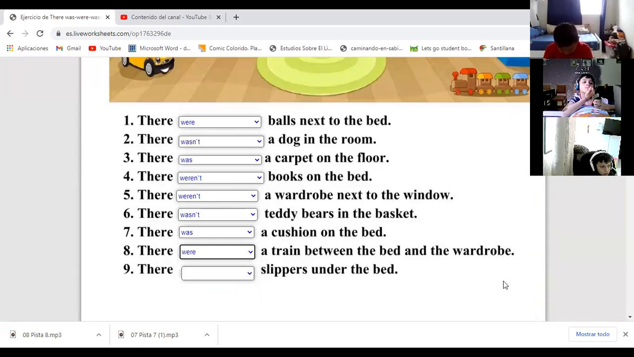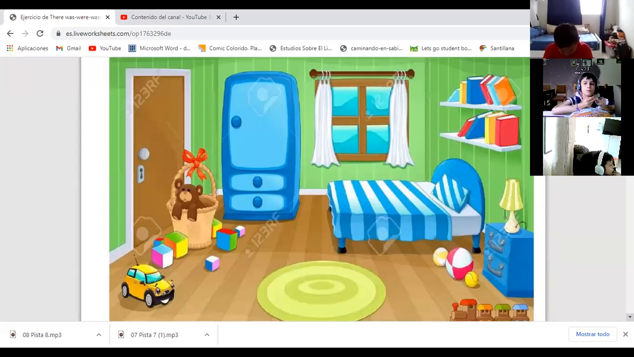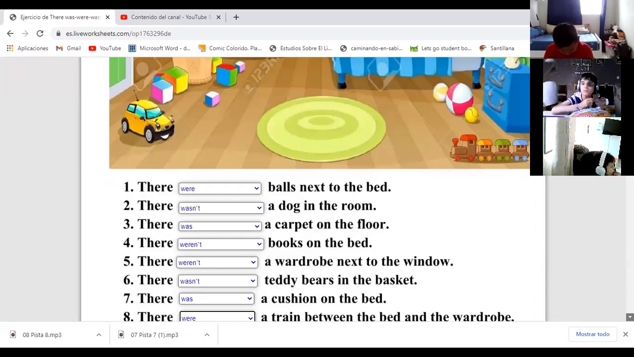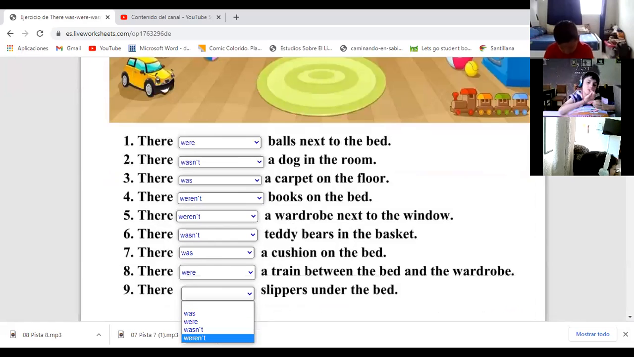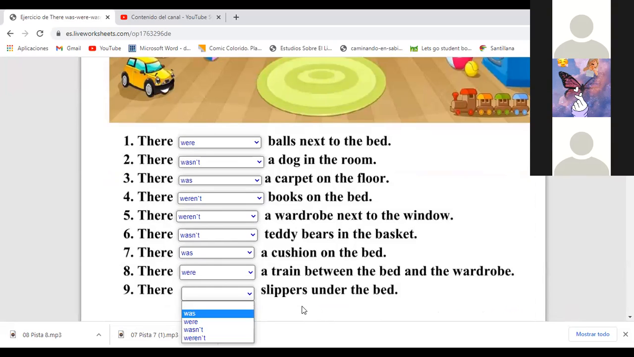There are slippers under the bed. Slippers, where are the slippers? Pantuflas, yes? Okay, what do you think? There wasn't, or there weren't slippers under the bed? Weren't. Okay. So let's see.